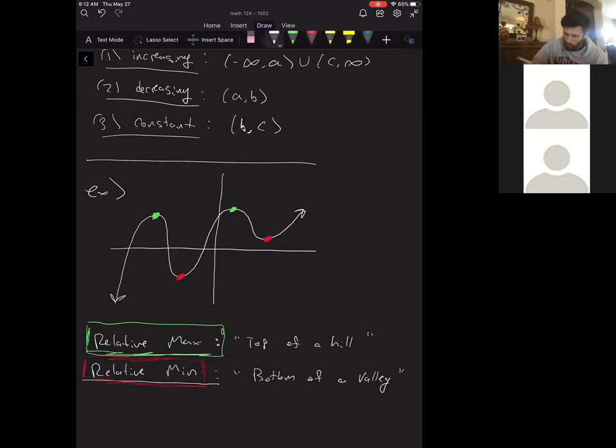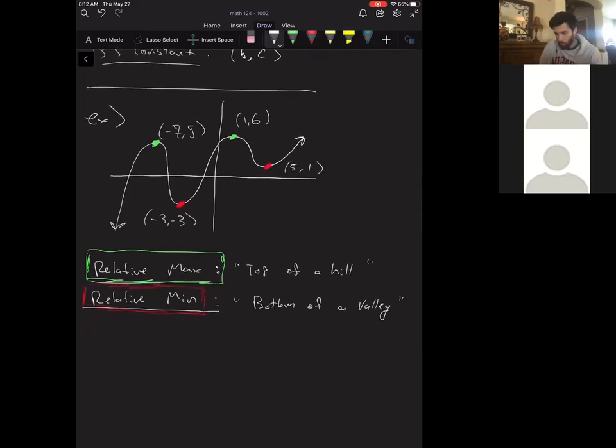And I guess we could label these. Say this was the point -7, 5. Let's just call it that. We can call this one maybe -3, -3. Let's call this the point 1, 6. And we can call this the point 5, 1. So say we just label these points, just making them up, and this could be the graph of f of x.